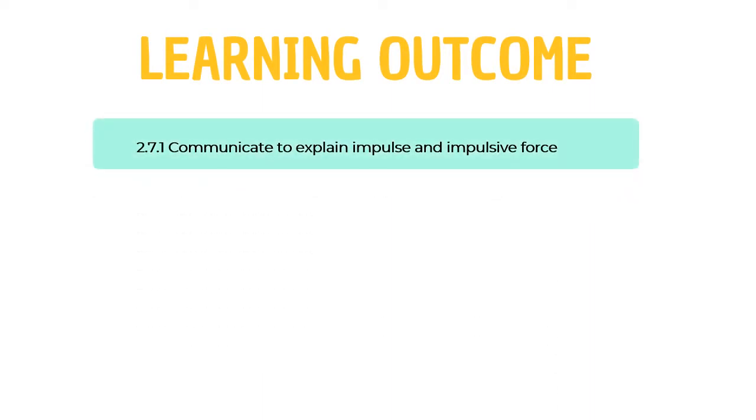For today's lesson, we only cover one learning outcome, 2.7.1 under the subtopic of impulse and impulsive force. At the end of the lesson, students are able to communicate and explain impulse and impulsive force. To achieve the learning outcome, students should know the definitions and formulas of impulse and impulsive force.